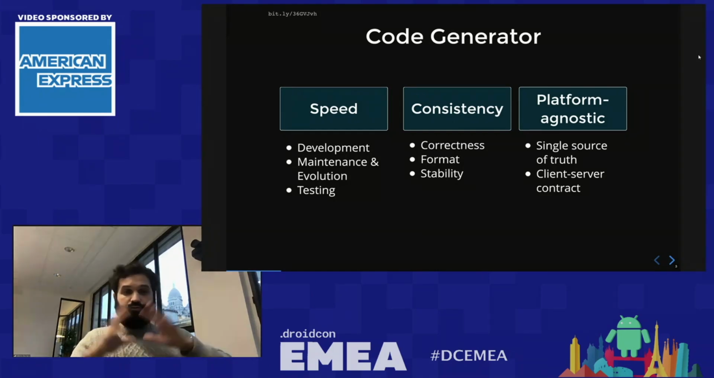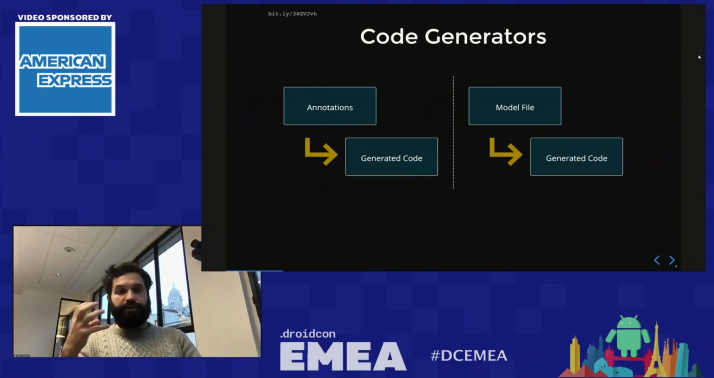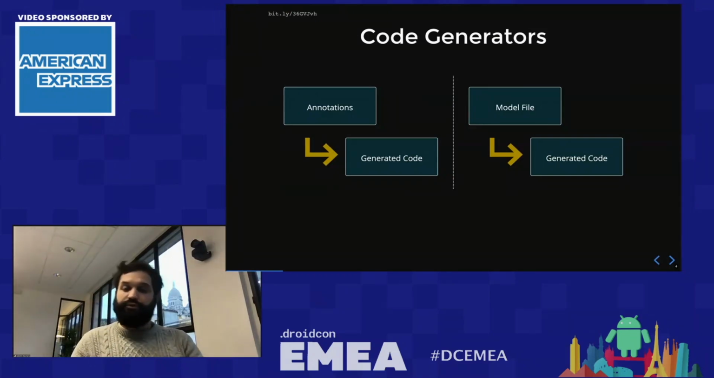So those are, to me, the three big advantages of using a code generator. And I'll be going into more detail, going over a lot of examples of well-known code generators. I'll start off with annotation processors, which are one type of code generator. Often when people think of code generators, they tend to think of annotation processors first. And that's only part of it.